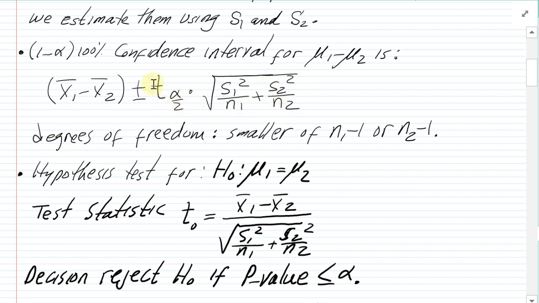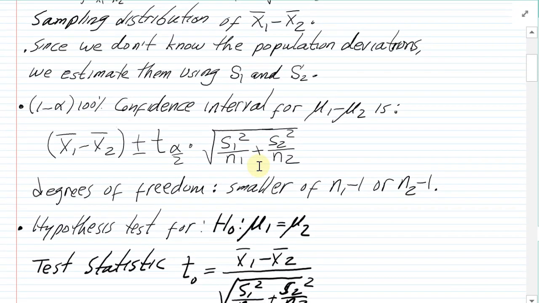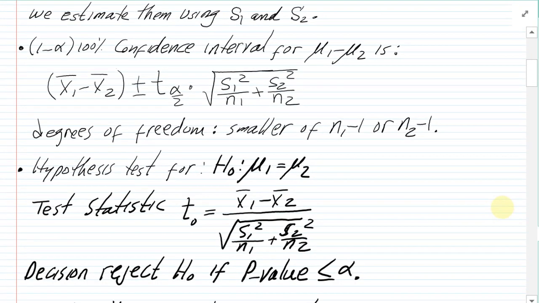So here we're going to use a t multiplier, and the square root is exactly what's up here. You see the square root? We replace sigma 1, sigma 2 with s1 and s2. The degrees of freedom for this one, I'll talk more about later as we look at an example. But for now, if I do this by hand, I'm going to choose the smaller of n1 minus 1 or n2 minus 1 for our degrees of freedom. However, the software does not do that. The software actually uses what we call the Satterthwaite approximation, which I'll show you later on. And that's what Minitab uses.